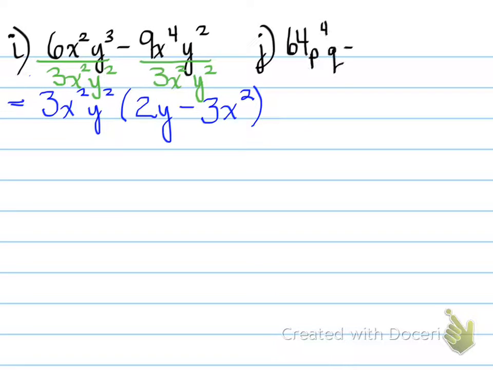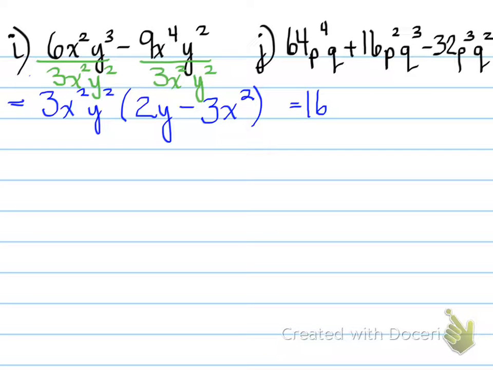Let's look at another example. 64p to the power of 4 q plus 16p squared q cubed minus 32p cubed q squared. Mind your p's and q's, folks. All right, what do we have to do? Well, we're going to look for the greatest common number that I can divide by all of these. That would be 16. And then we're going to look how many p's, if any, can we take out. Do all of the terms have a p? Well, of course they do. This one has 4, this one has 2, and this one has 3.